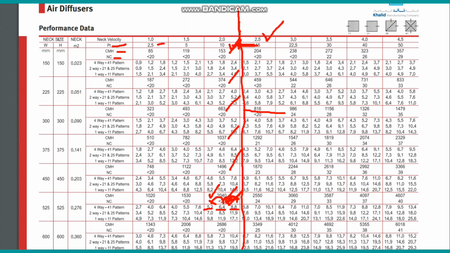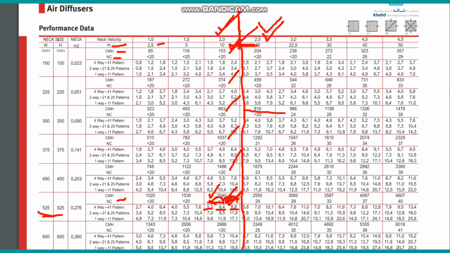So this is acceptable. We can go with the 525 because again NC value is less than 20 and static pressure is 10 Pascal. It's really acceptable, good engineering practice. And velocity is 2 meter per second. I told you maximum 2.5 we can go, so this is again acceptable. So finally the 525 is the neck size. The ceiling size you have to match to the opening. Okay, so this is the way to select the square diffuser.